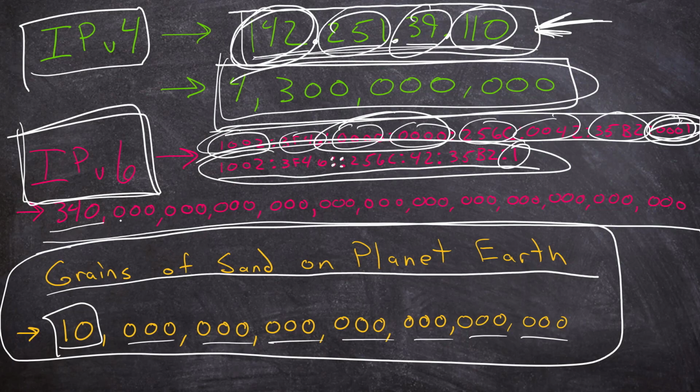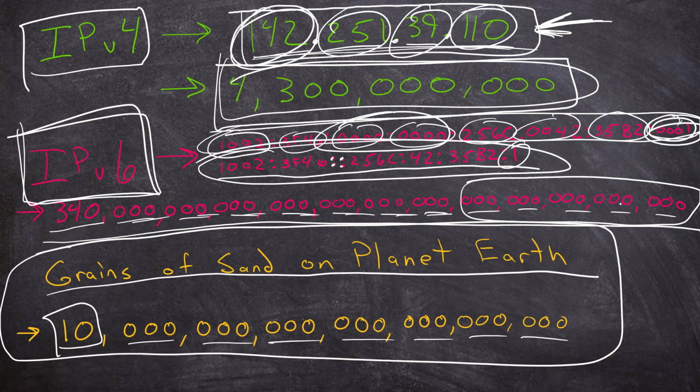If you look, we have 12 sets of zeros in the IP version 6 scheme. So that means we would have, let's see, 1, 2, 3, 4, 5, 6, 7. So that means we have this many. So what is this? Let's see, 100,000. So that'd be billions, trillions. So we could have 999 trillion planet Earths full of grains of sand before we would exhaust the IP version 6 number of available addresses.